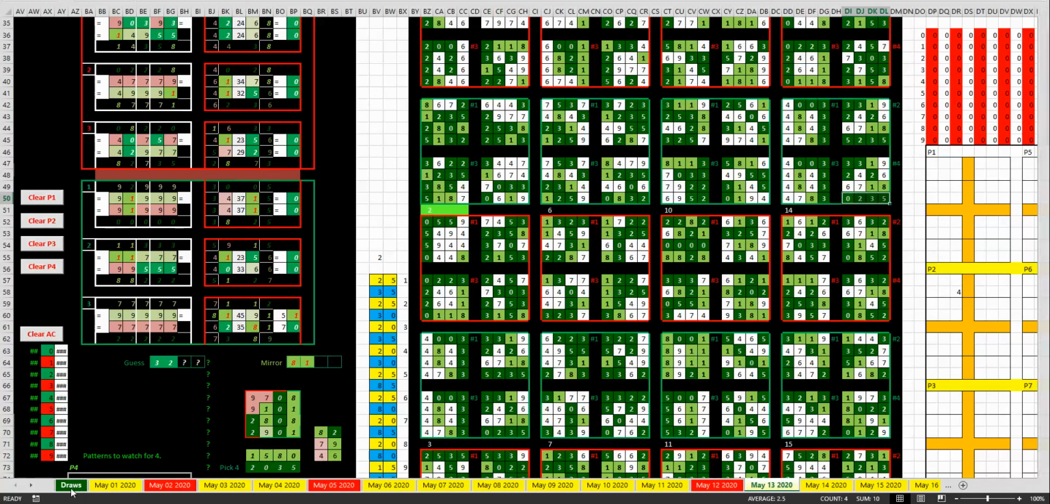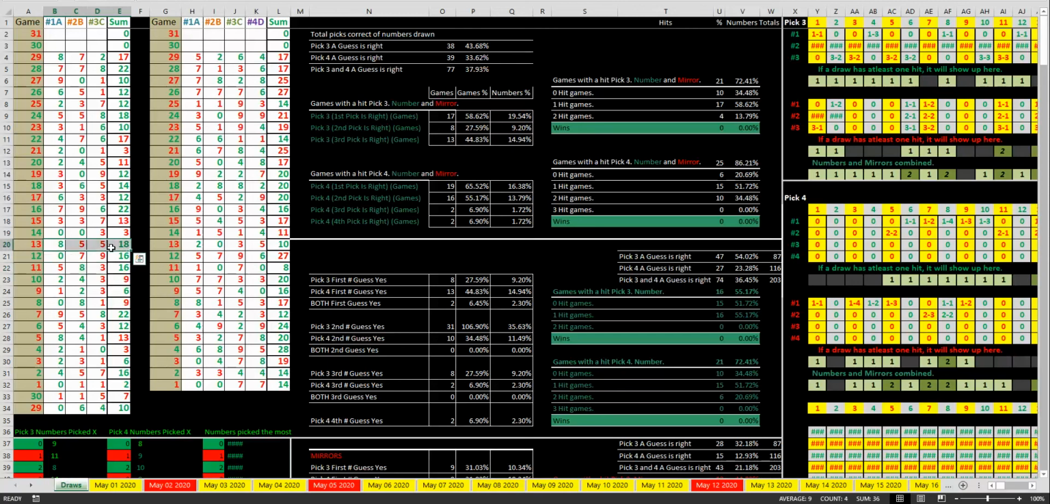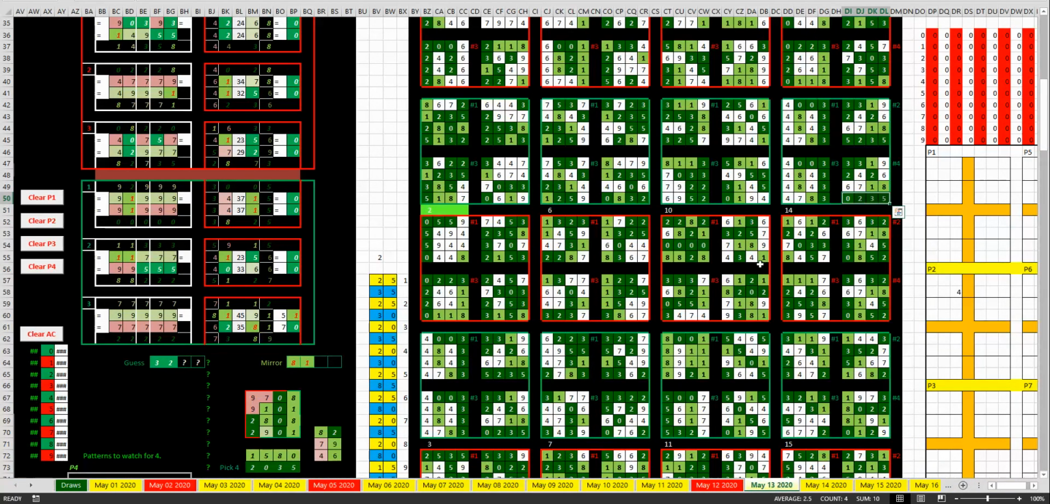And the pick 3 for the 13th were 855. 8, 5 and 5, 5 and 5. 4 and 4 is 8, 4 and 4 is 8, and away you go with that one.